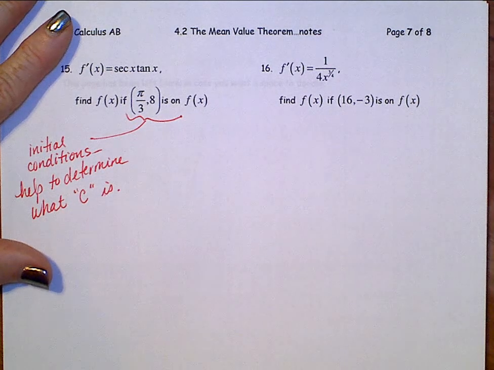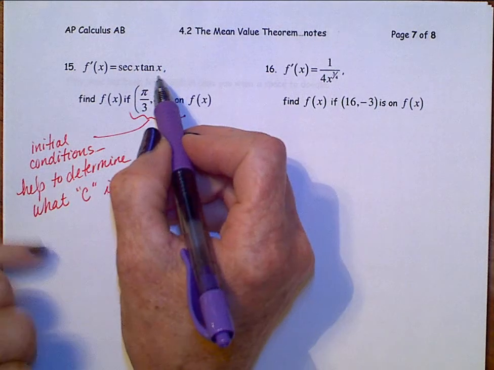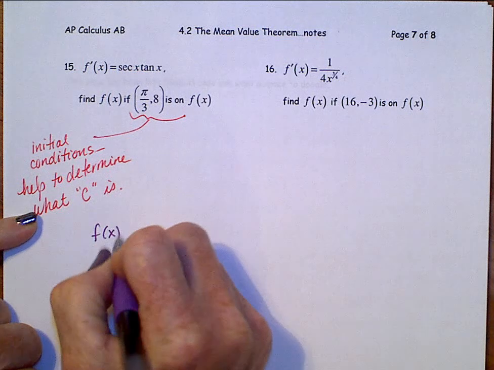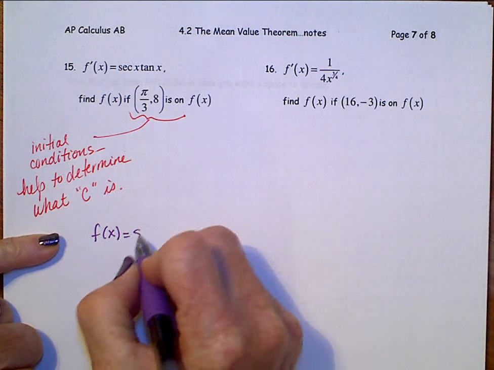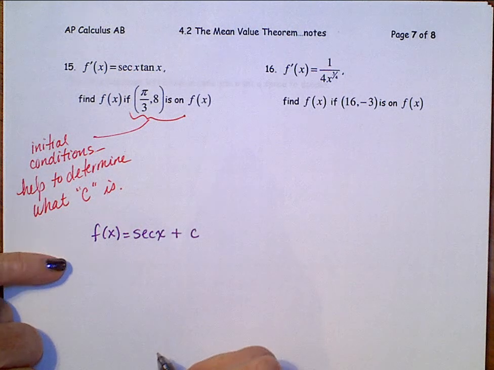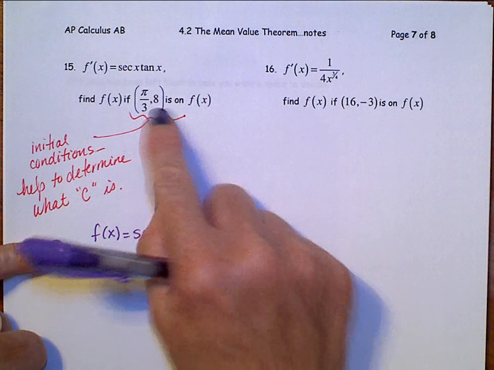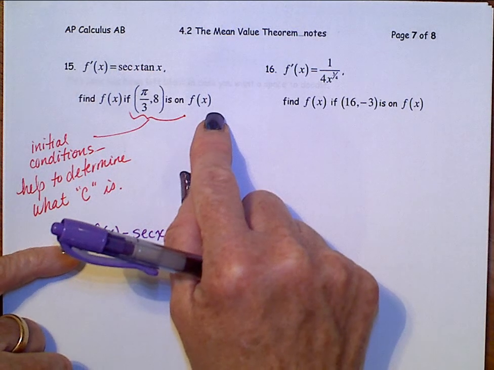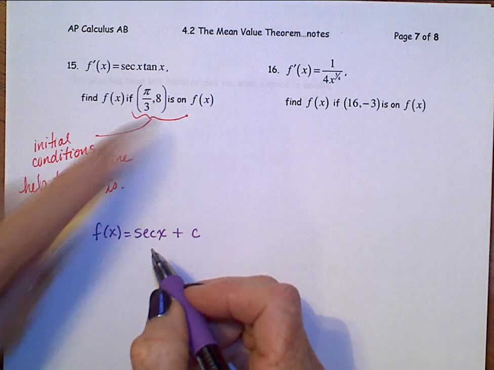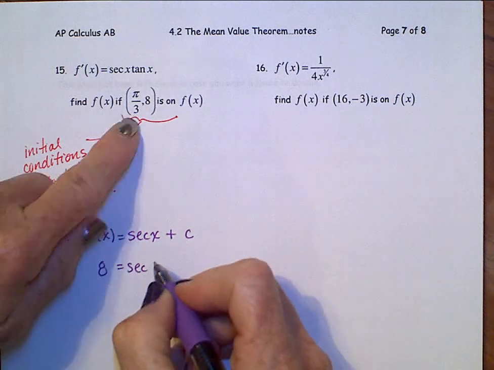Alright, so we start just like we did on the previous page. What thing when you take the derivative of it is secant x tangent x? That would be secant x plus some constant c. Now we do know that (pi over 3, 8) is on that function f of x, so we can substitute in the pi over 3 and the 8 for the f of x, and the pi over 3 for the x.